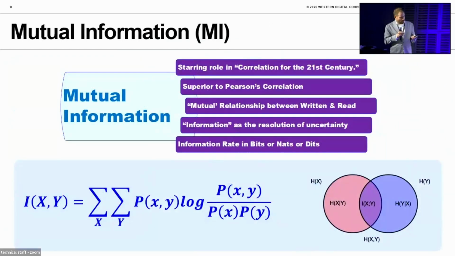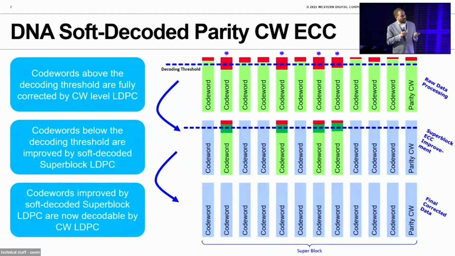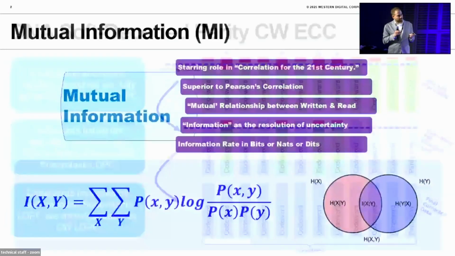Now, one of the items I kind of just glossed over is what that decoding threshold is. It's obviously very important because where you define it determines how much redundancy I'm going to put on each individual code word. That way, as I pass it through the detector, I know whether or not I'm going to be able to decode it.